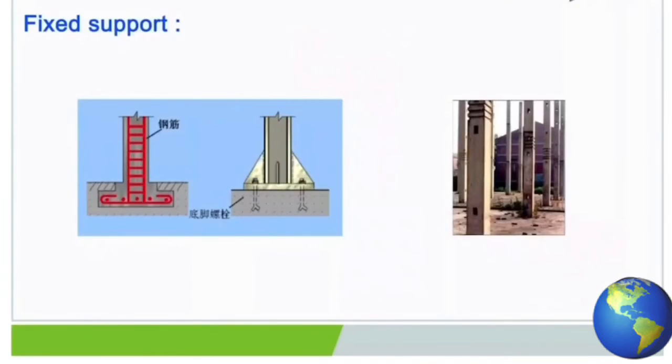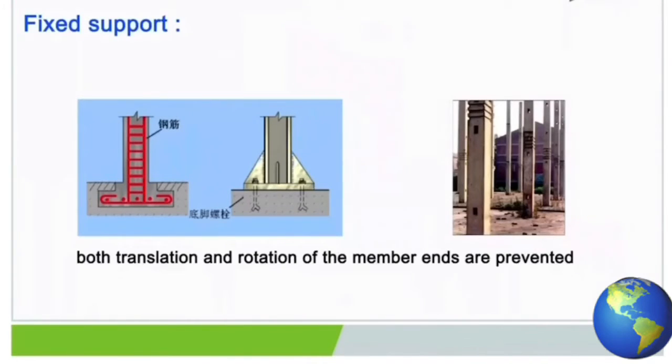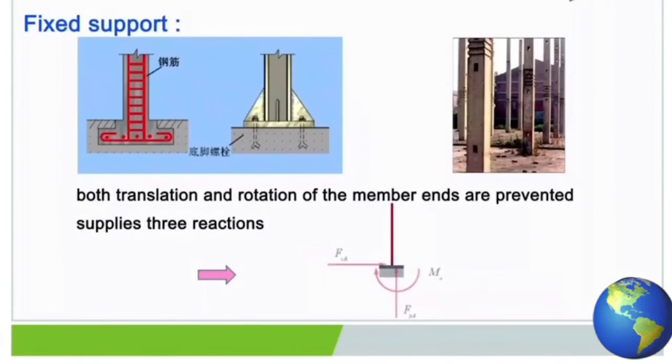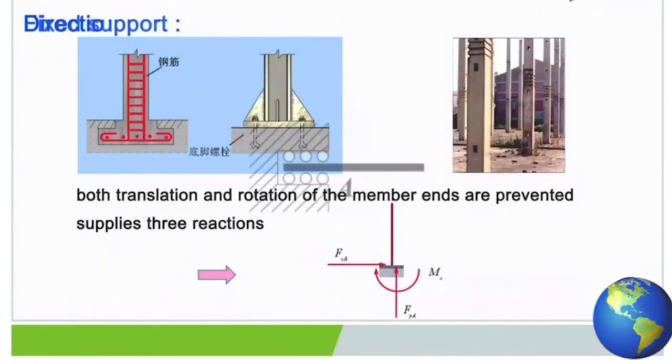Fixed support. Both translations and rotation of member ends are prevented. So a fixed support supplies a reaction, the magnitude, point of application, and direction of which are all unknown. We could use a horizontal force, a vertical force, and a couple to substitute it. This is a computing model, and its 3 reactions.